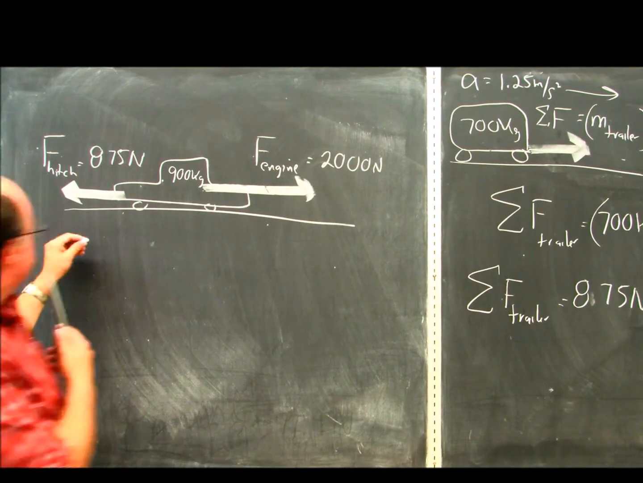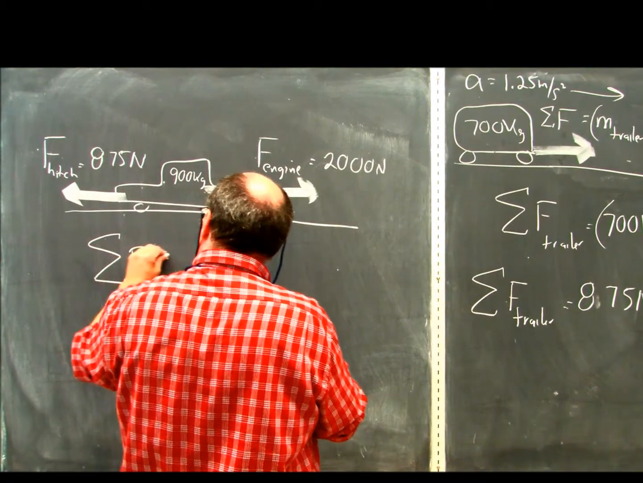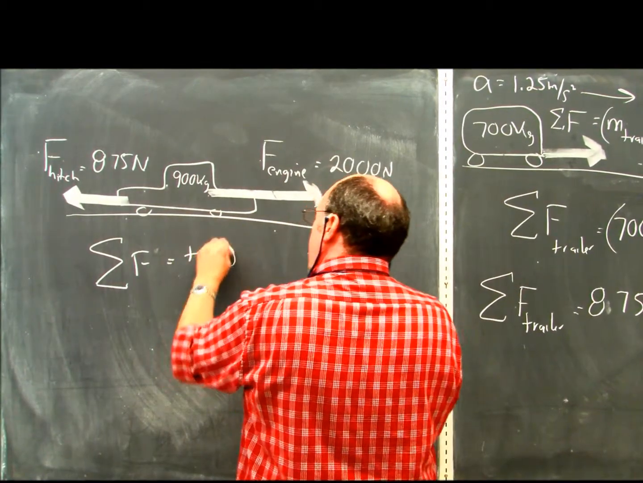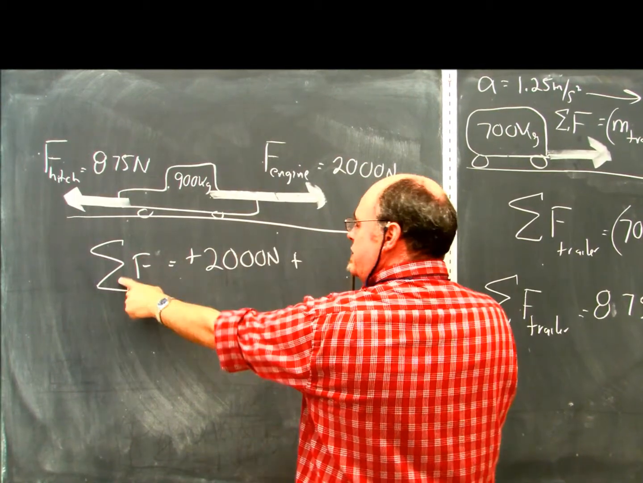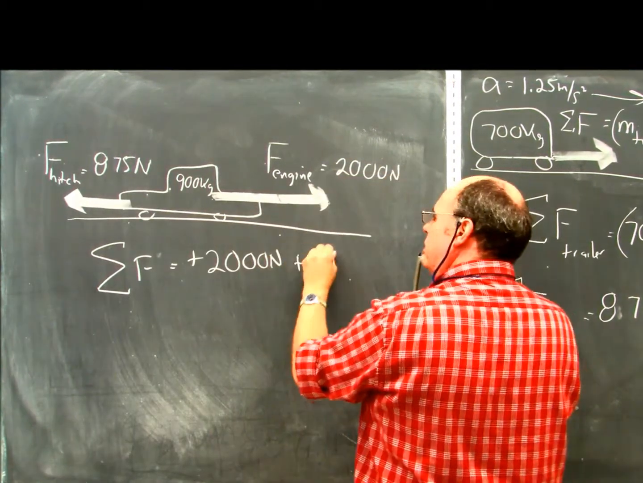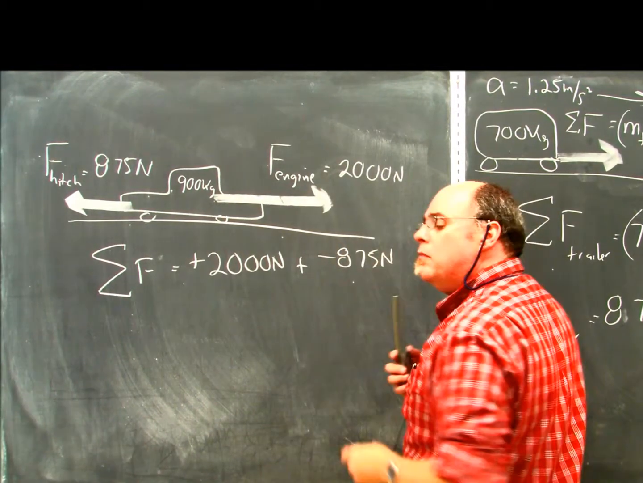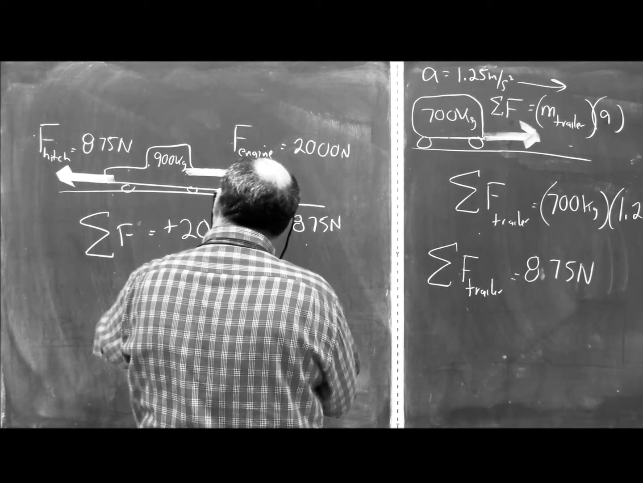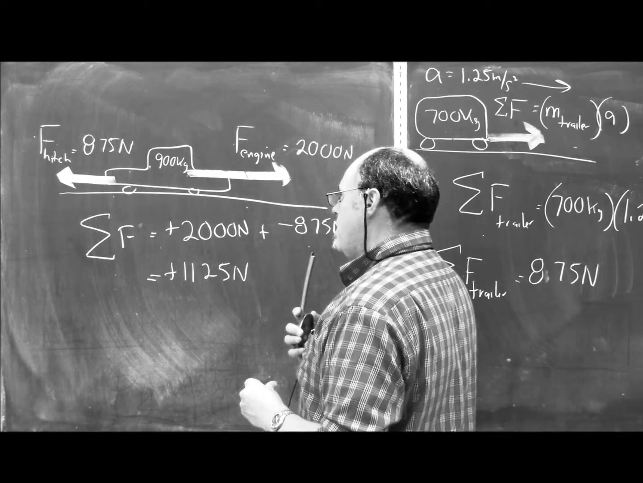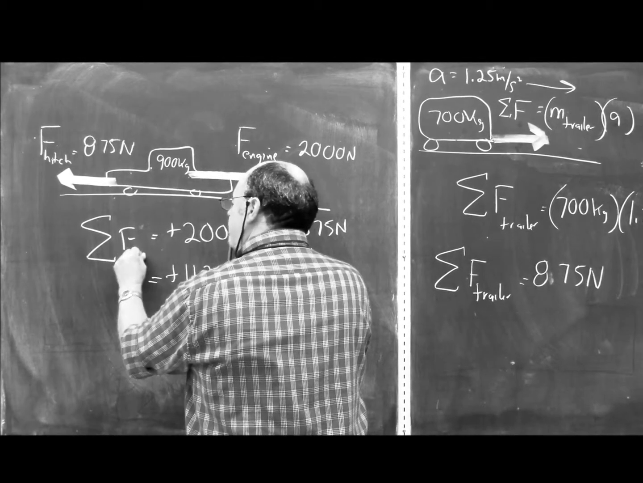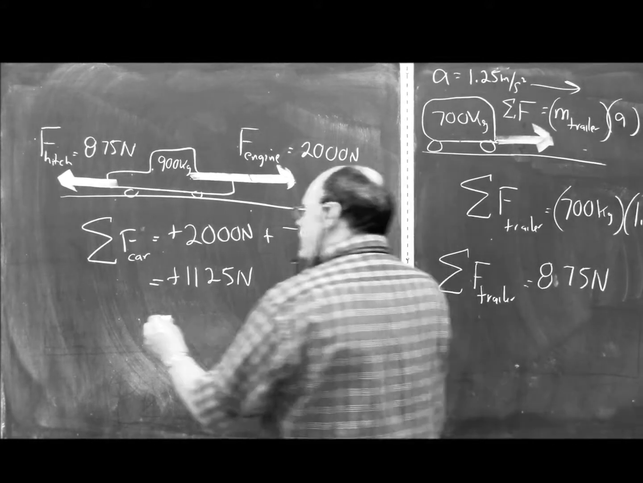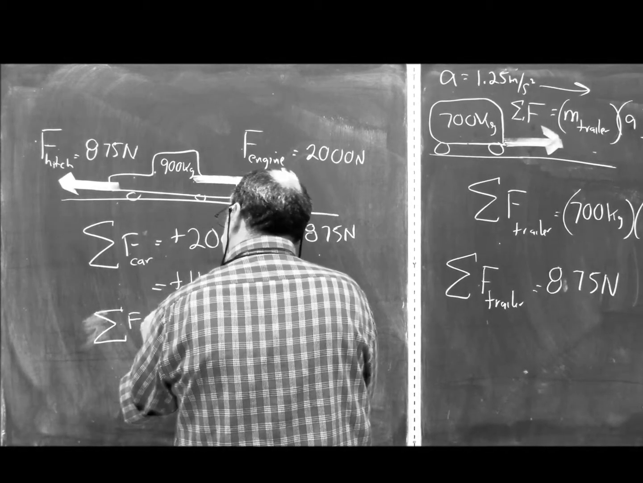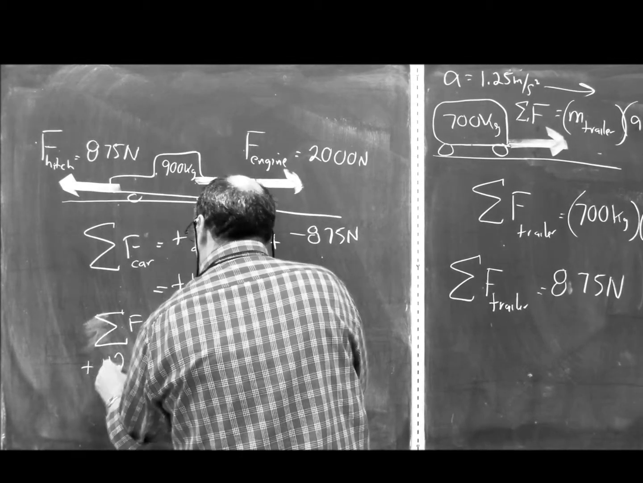So what's the net force on this particular picture? This is going to the right, so we'll add it, because we say sum, so let's add them all up. This is going to the left, so we'll subtract it. When we do that, what we end up with is plus 1125 newtons. What we're doing here is looking for the net force on the car. Another way to say it, the sum of all these forces equals ma. So the net force on the car is plus 1125 newtons.